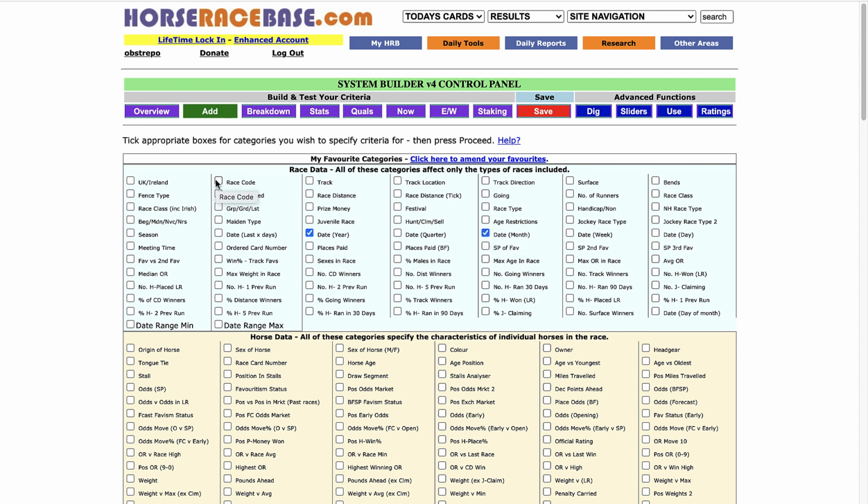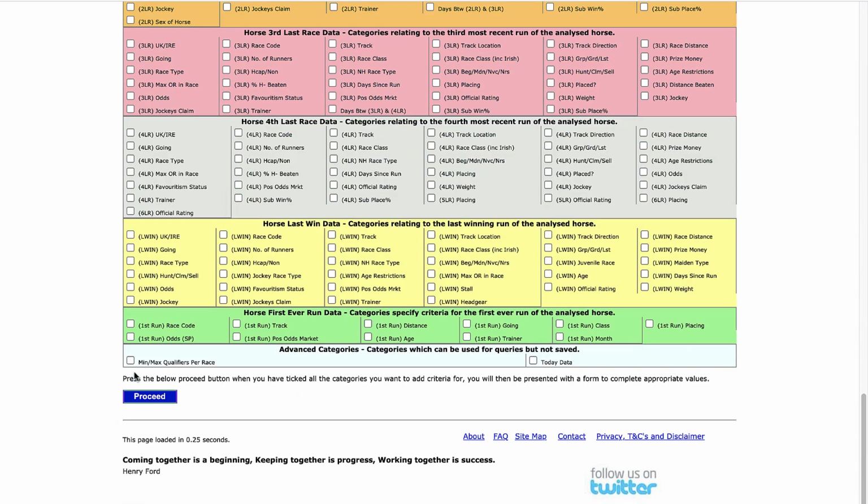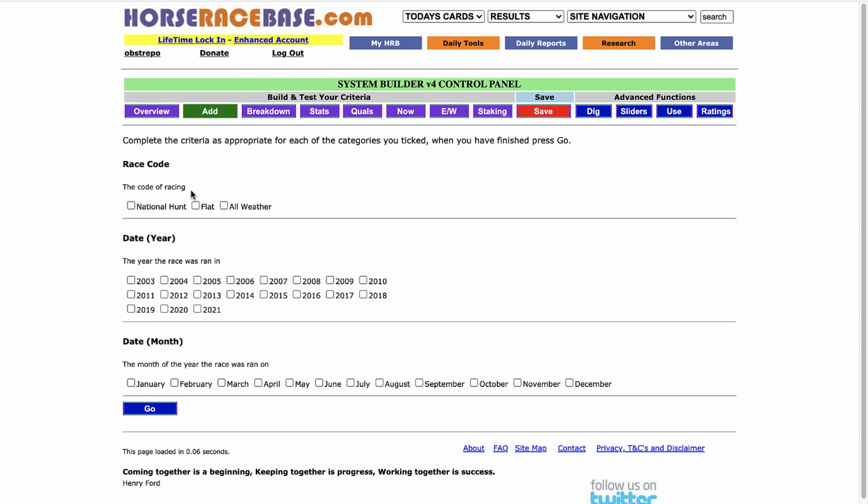And there's only flat races that I want to look at on the turf. So I don't want to select all weather. So I'm going to select that one as well. If I scroll down to the bottom, click Proceed. So I can now specify flat. I'll select this year and last year. Obviously, with the COVID situation last year, I think we had one flat race meeting over in Ireland before racing got shut down. So I'll include that one anyway.